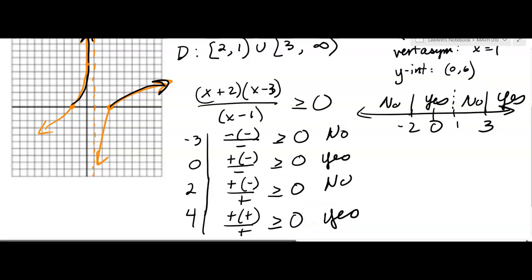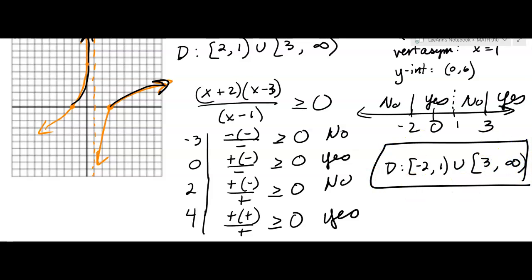And then you'd see the domain is going to be the same thing that we just had: -2 to 1, union 3 to infinity. So either way, you could look at it two different ways.